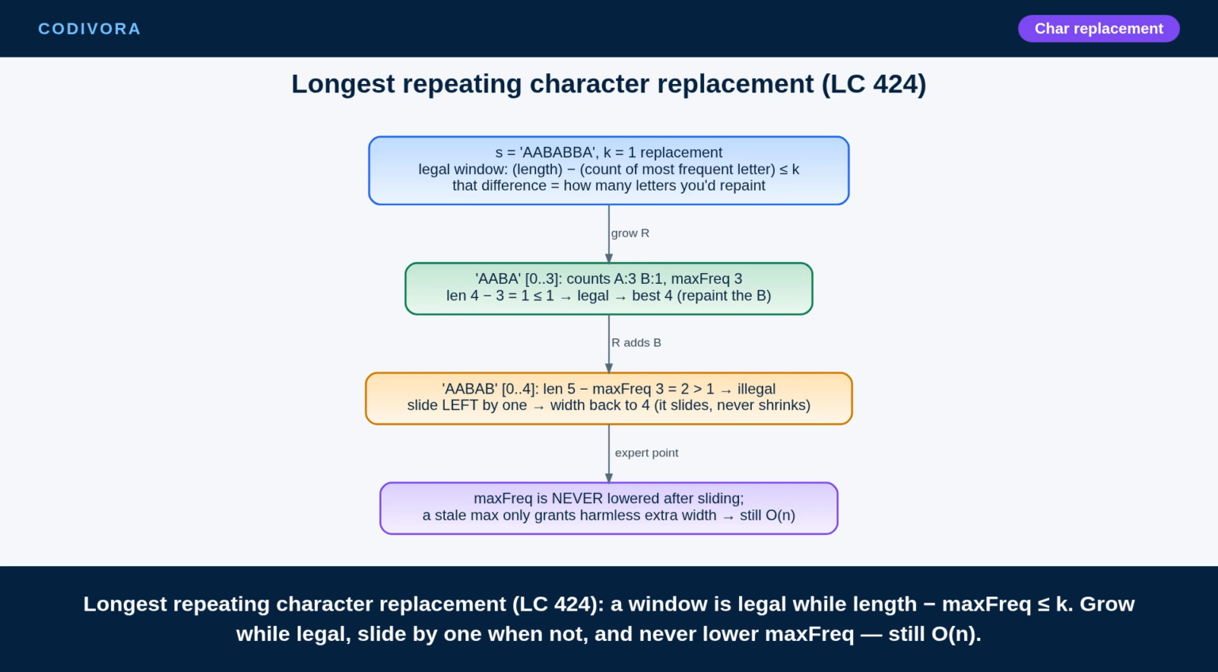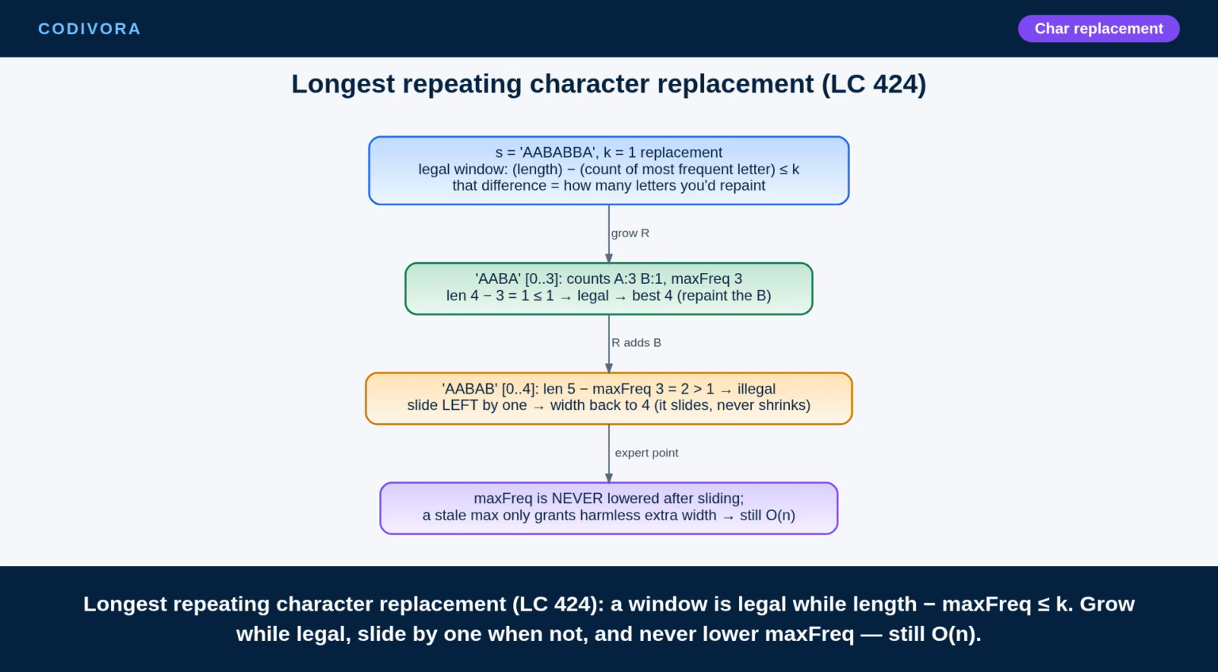Take A, B, A, B, B, A with K equal to 1. Grow to AABA. Counts are A3, B1. So length 4 minus max frequency 3 is 1. Within budget, so best is 4. Repaint the single B into an A. Add the next B, and now length 5 minus 3 is 2. Over budget, so the left edge slides by 1 and the width returns to 4.